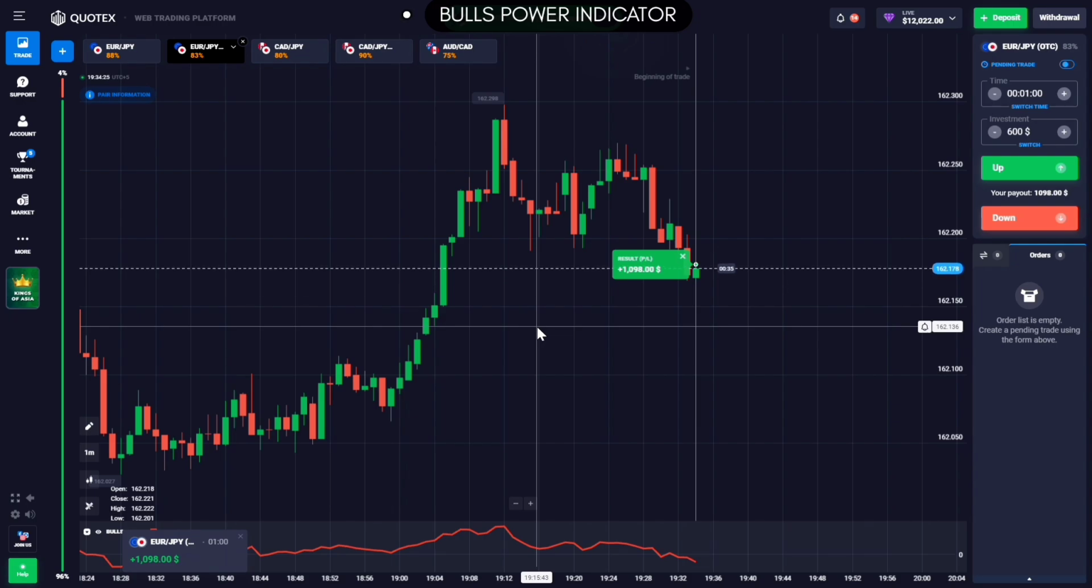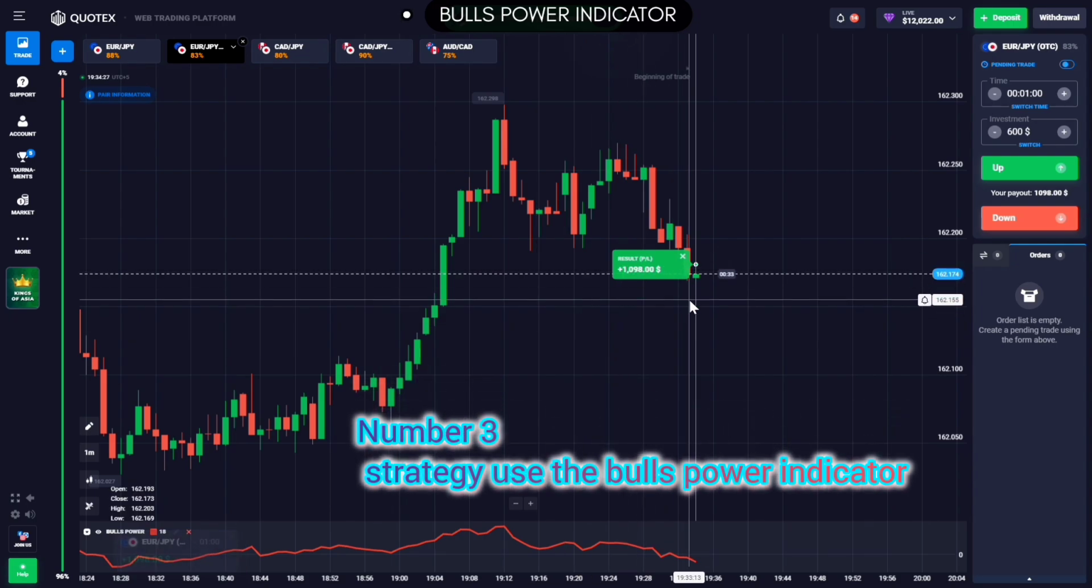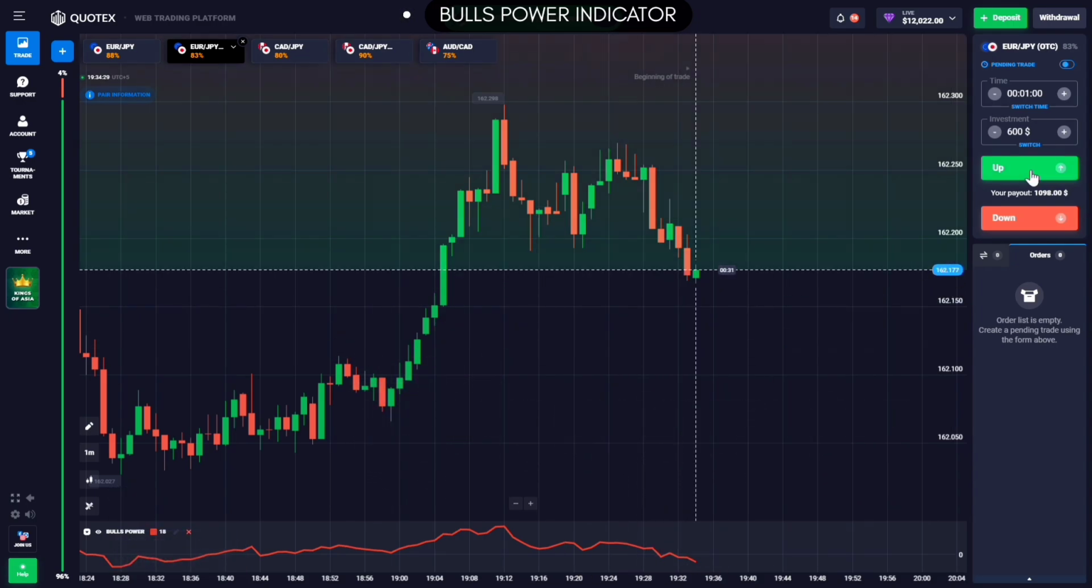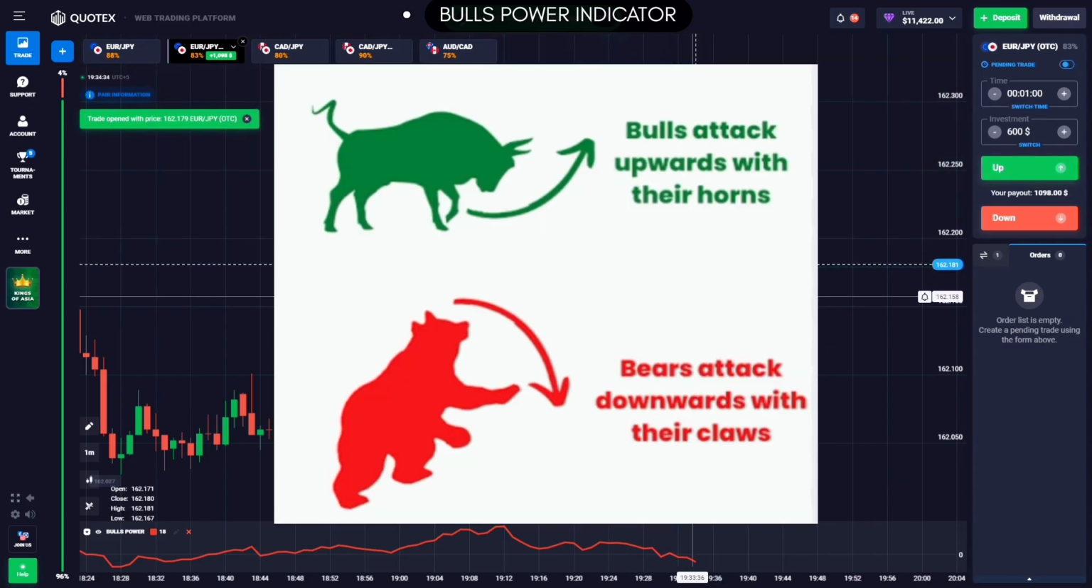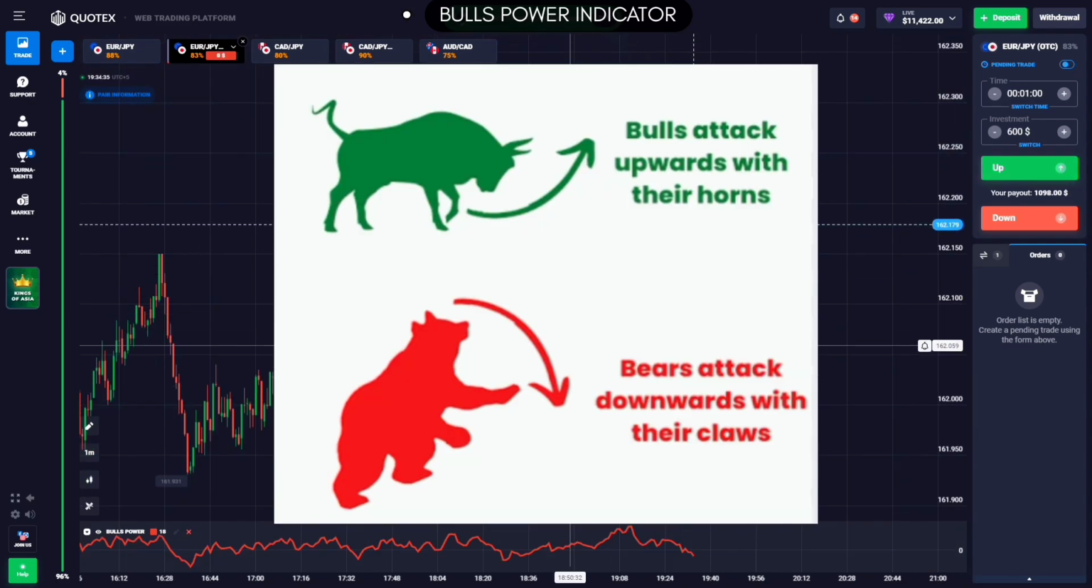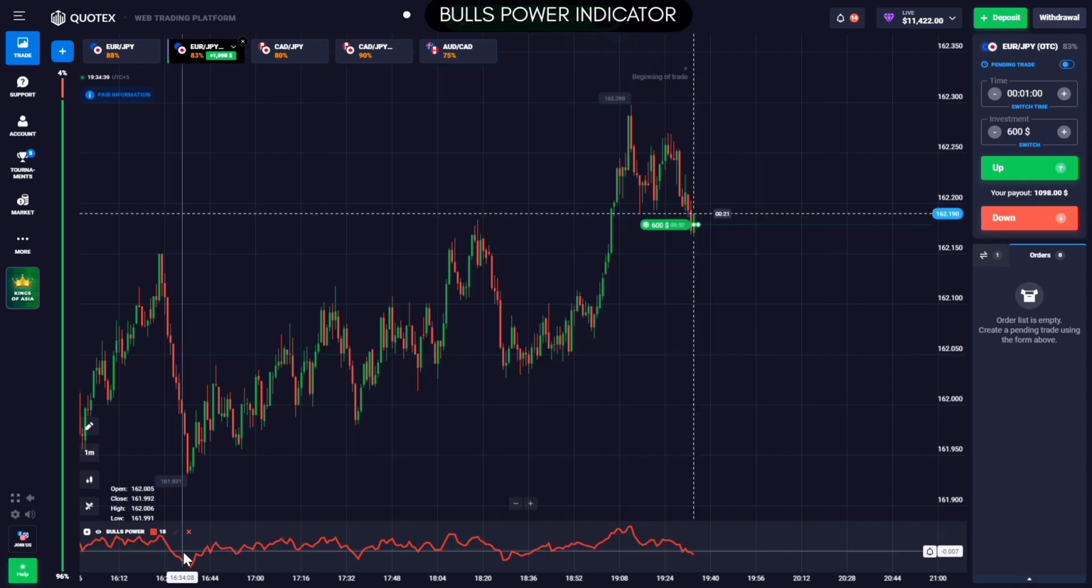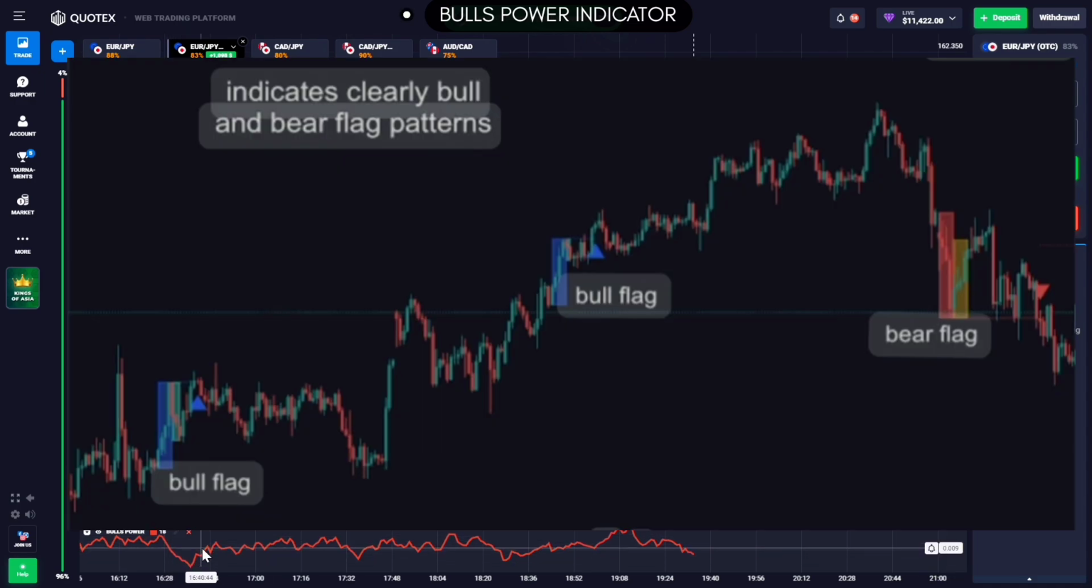Number 3. Strategies you can use with the Bull's Power Indicator. 1. Bullish signal. Buy when the Bull's Power Line crosses above the zero line. 2. Bearish signal. Sell when the Bull's Power Line crosses below the zero line. 3. Divergence trading. Buy or sell when you spot a divergence between Bull's Power Line and the price chart.